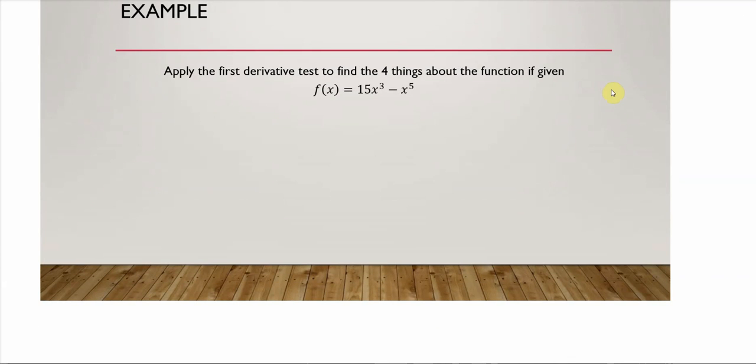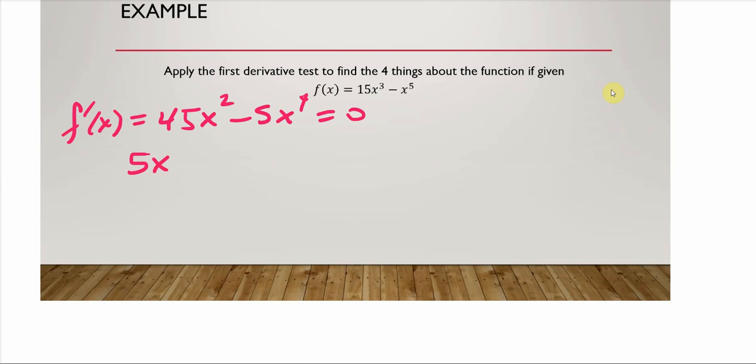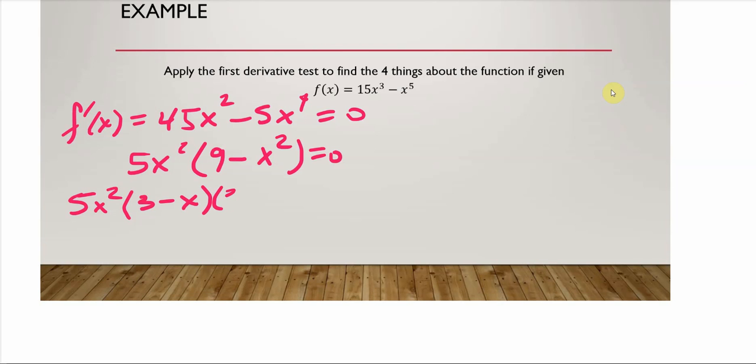All right, so I have f of x, so I'm going to take my derivative. F prime of x is going to equal 45x squared minus 5x to the fourth, set it equal to 0. Now they both have a 5, so I'm going to factor out a 5x squared. When I do that, I'm going to be left with 9 minus x squared equals 0. And if I factor that, I'm going to get 3 minus x and then 3 plus x, the conjugates. So that means that I have x equals 0 is a CP, x equals 3 is another CP, and x equals negative 3 is my third and final critical point.